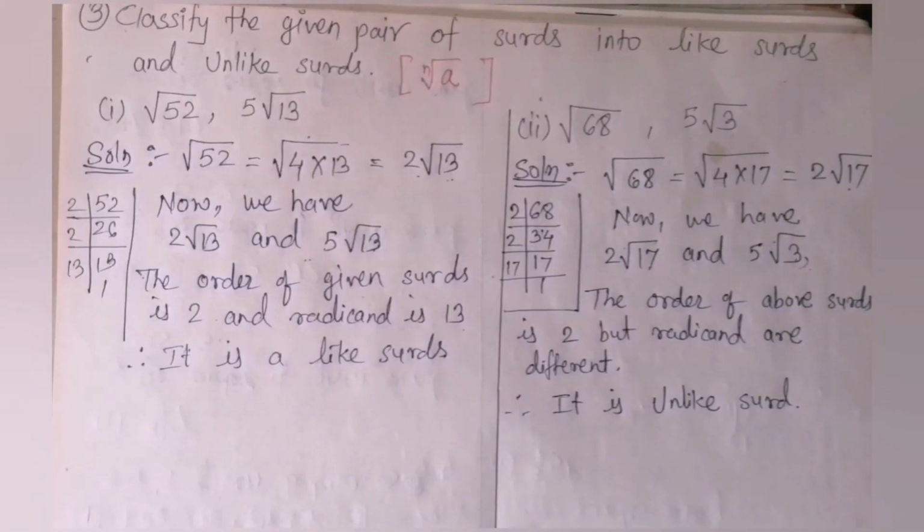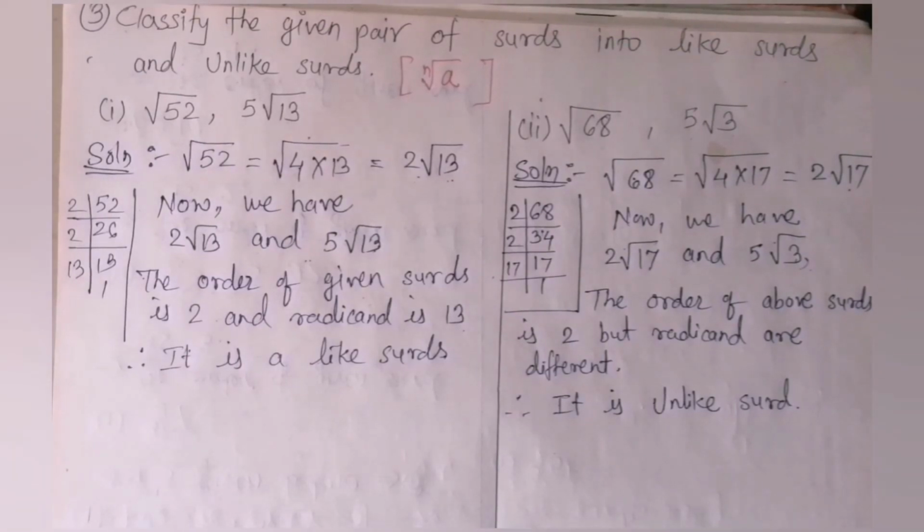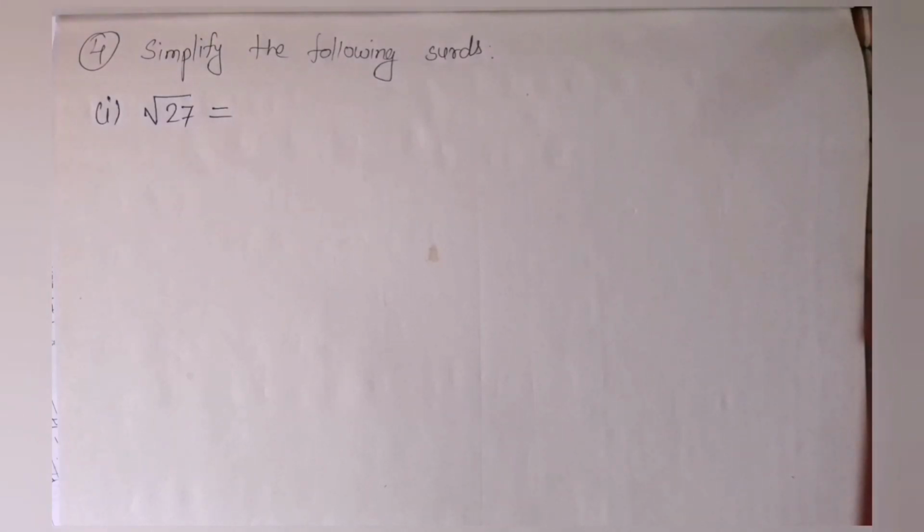So students, in this way we solve 2 examples based on question number 3. So the remaining 4 examples, try to solve on your own. If you have any doubts, let me know. Now here is question number 4. Simplify the following surds. Okay, so we have to simplify.